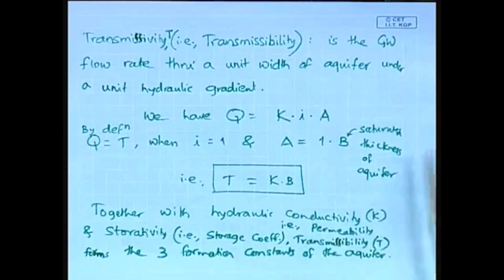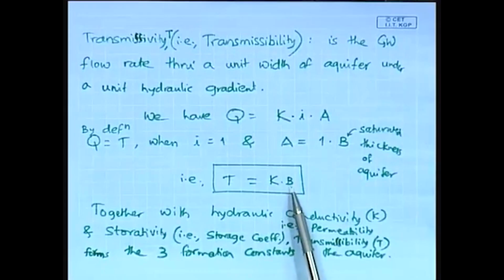In case of an unconfined aquifer, this B will be varying, because the unconfined aquifer is not confined at the top, and so B will vary as per the shape of the water table, and obviously the slope also.